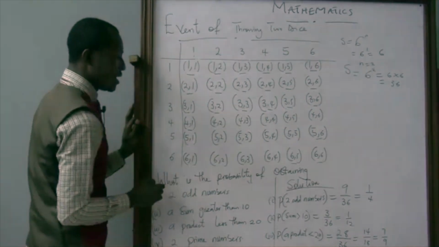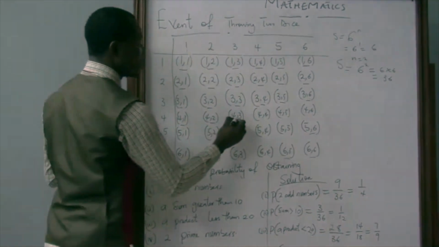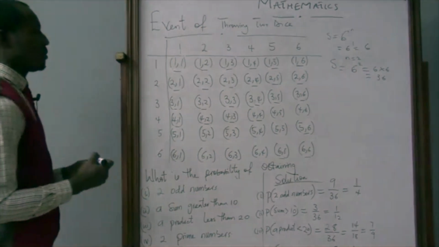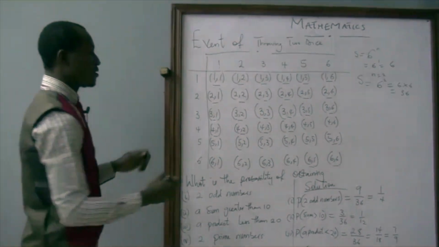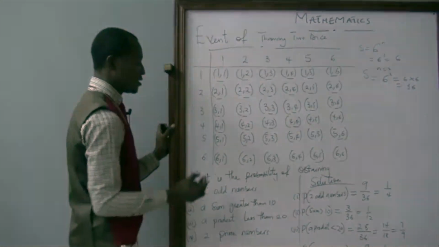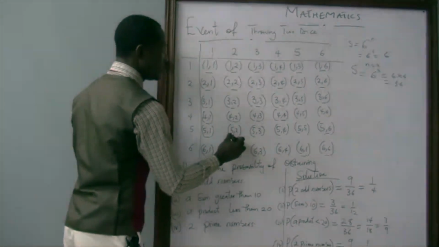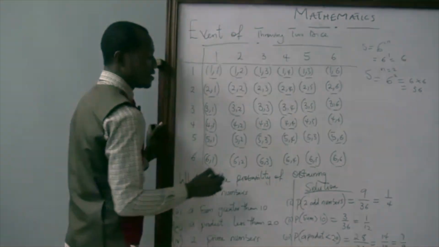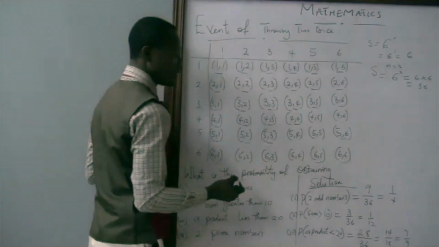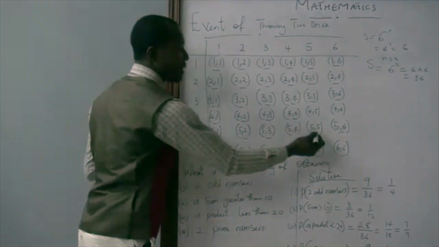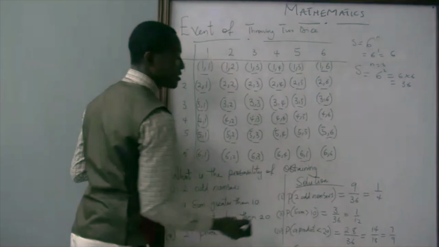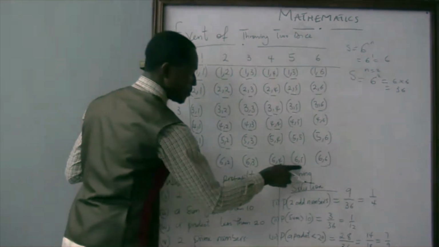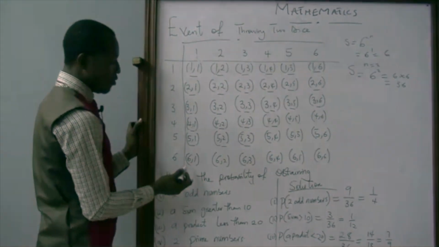4 times 1 is less than 20. 4 times 2 is less than 20. 4 times 3, 4 times 4. 4 times 5 is 20, so that's not part of it. 4 times 6 is 24, it's not part of it. 5 times 1 is 5, less than 20. 5 times 2 is 10, less than 20. 5 times 3 is 15, less than 20. But 5 times 4 is 20, and 20 is not less than 20. 5 times 5 is 25. 5 times 6 is 30. This is not part of it. So we move to the last one.